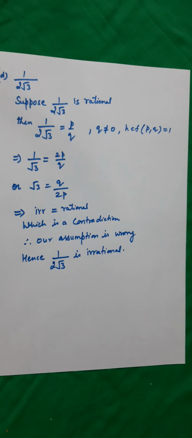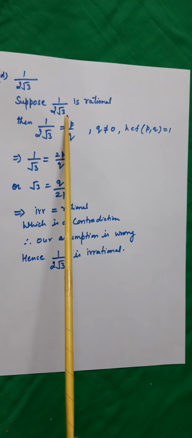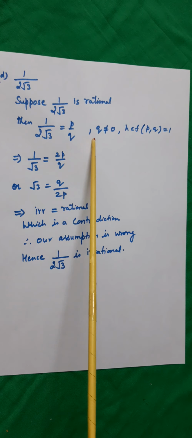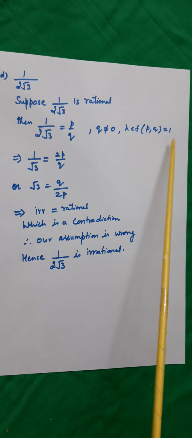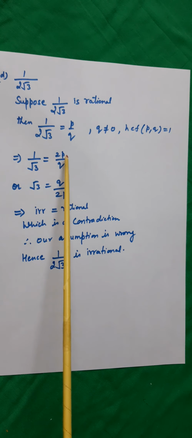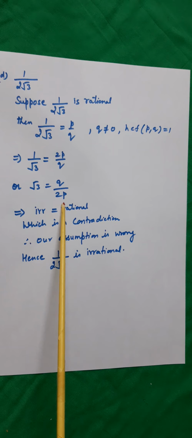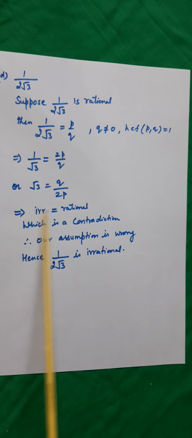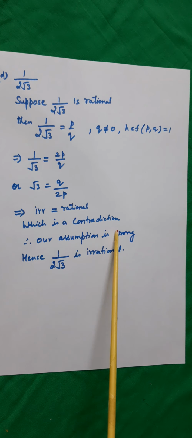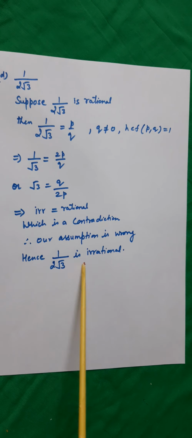D part. 1 upon 2 root 3 is irrational. You have to prove. Suppose 1 upon 2 root 3 is rational. Then 1 upon 2 root 3 can be expressed as p upon q, where q is not equal to 0 and HCF of p and q is equal to 1. This implies 1 upon root 3 is equal to 2p upon q. This implies root 3 is equal to q upon 2p. I have taken the reciprocal of this, which implies that irrational is equal to rational. This is a contradiction. Therefore, our assumption is wrong. Hence, 1 upon 2 root 3 is irrational.